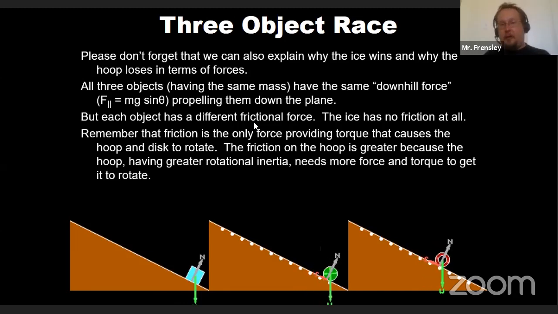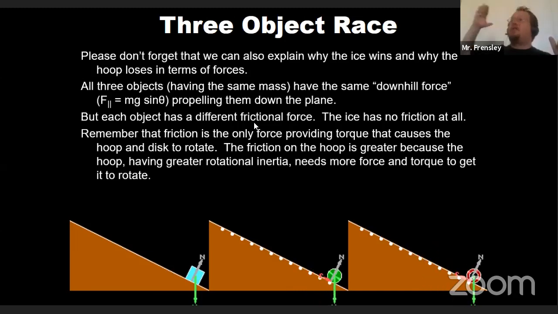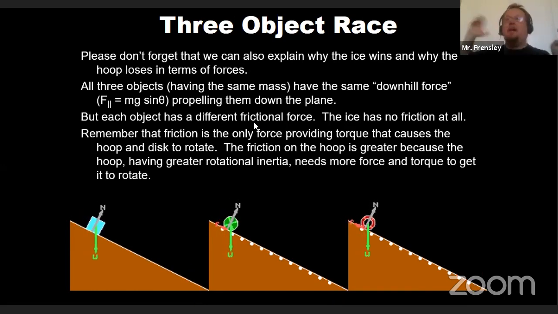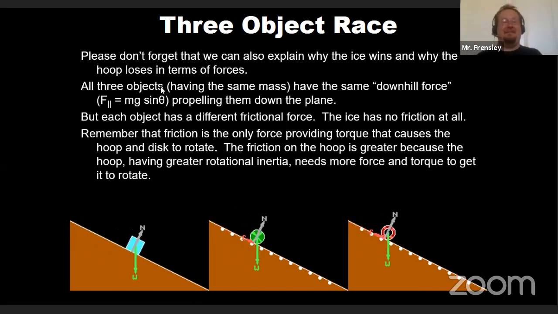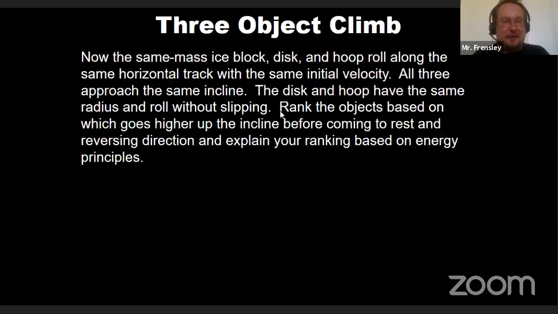So does the ring lose the race because it has more friction holding it back in order to torque it into motion? Or does the ring lose because it has to pay more of its energy to rotation, less to translation? The answer: yes. Okay, so that's all there is there.